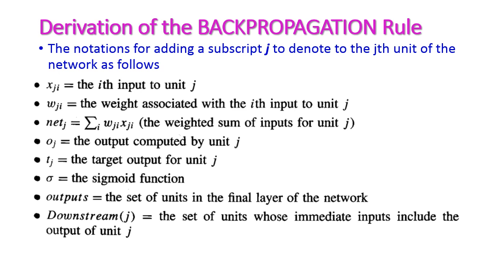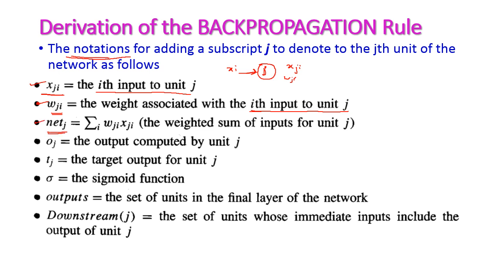Now next let us see the derivation of backpropagation rules. Before deriving the backpropagation, let us see the important notations which are used for this derivation. The first one is xji, that is the ith input to the unit j. For this unit j, the ith input xi is given to the jth unit, hence this is called xji. And next one is wji, that is the weight associated with the ith input to unit j.